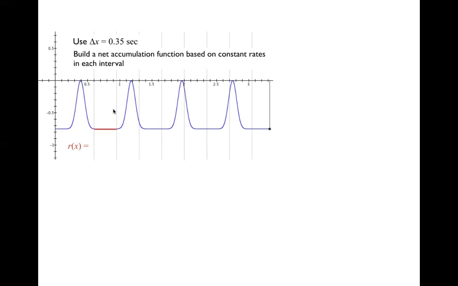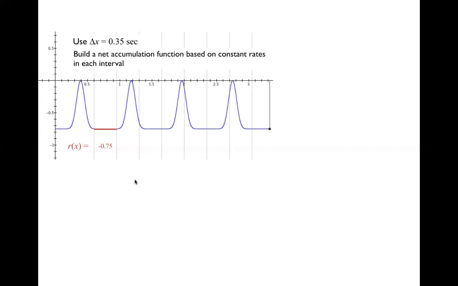Okay, so in this first interval, starting at 0.6, interval of 0.35 seconds, the constant rate that we would pick would certainly be this negative 0.75, because all along there, the rate of change, according to the blue graph, is pretty much that 0.75.